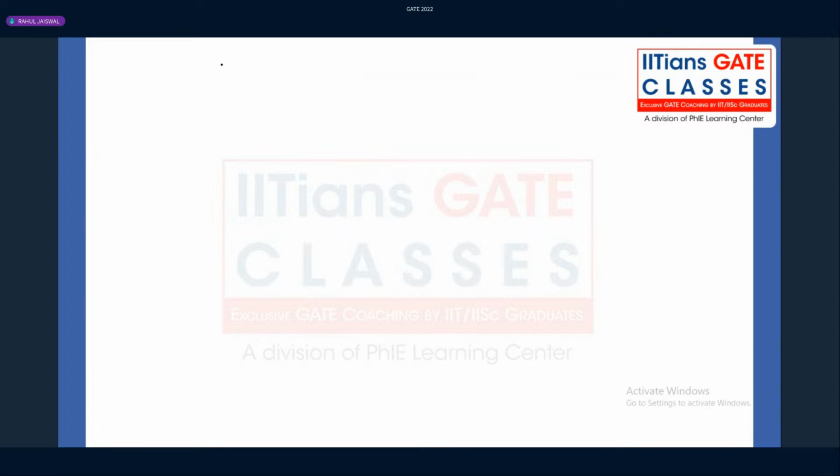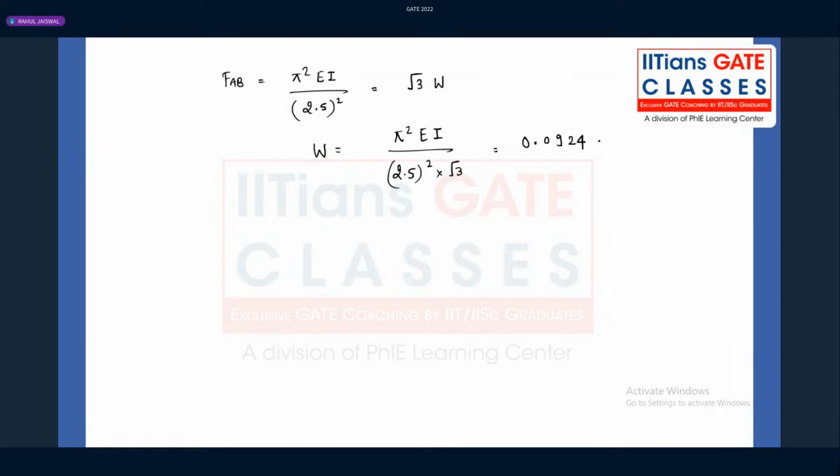So what can we write further here? Force AB is equal to pi square EI divided by 2.5 square. We know that force AB is root 3 times W. So from here, what is the value of W, guys? W is pi square EI divided by 2.5 whole square into root 3. Now try to find it in terms of some coefficient. What is the coefficient value? 1 upon 2.5 square into root 3 is 0.0924 pi square EI.